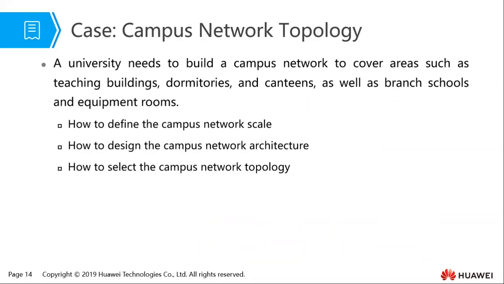A university needs to build a campus network to cover areas such as teaching buildings, dormitories, and canteens, as well as branch schools and equipment rooms. How to determine the campus network scale? Just stop there first. So the scale, do you think the university network is small scale, medium scale, or large scale?